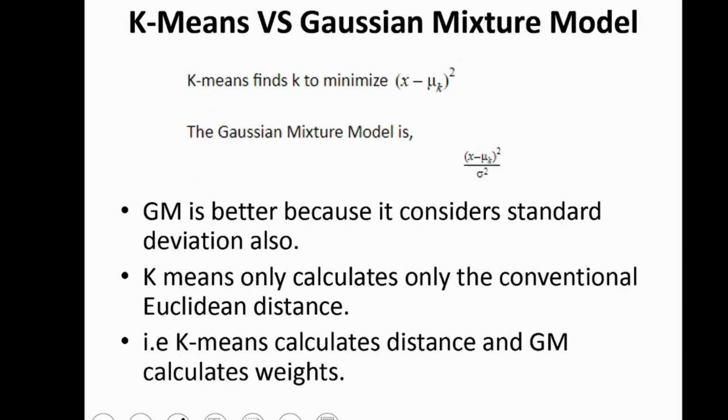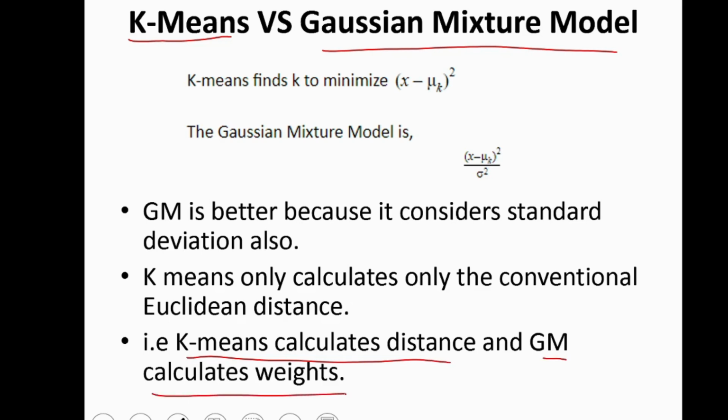So what is the difference between k-means and Gaussian mixture model? First of all, k-means calculates the distance, whereas Gaussian mixture model will calculate the weight. Weight means it will take into account the probability also, and Gaussian mixture model will be more accurate. And k-means is only calculating the conventional Euclidean distance, whereas GMM is better because it considers the standard deviation also.